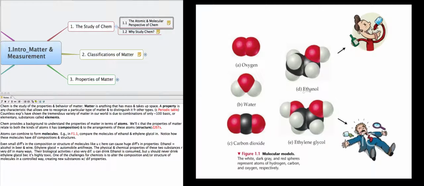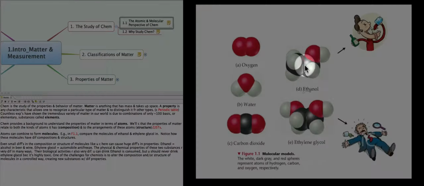Now, atoms can combine to form molecules. For example, in this figure, you see the molecular models of several different molecules: oxygen, water, carbon dioxide, ethanol, ethylene glycol. The white, black, and the red spheres represent atoms of hydrogen, carbon, and oxygen that combine to form the molecule. So notice how these molecules have very different compositions and structures.